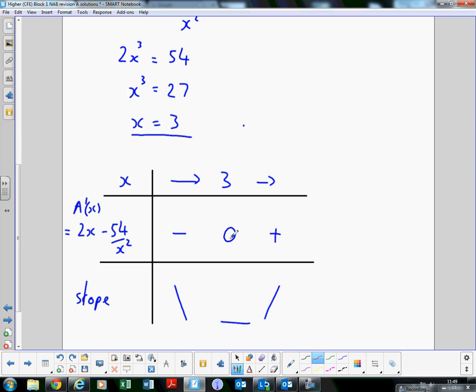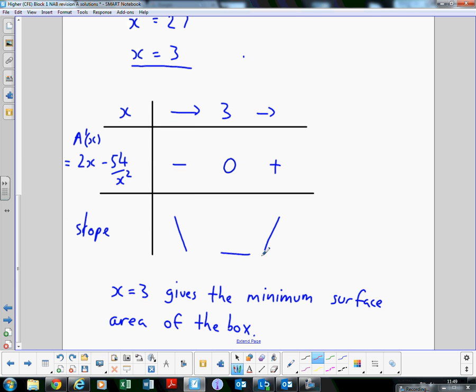For substituting 3, 2 threes are 6. 54 over 3 squared is 54 over 9, which is also 6. 6 take 6 is 0. After 3, I've got 4, or 5, or 6, or 7, or 8. Any value after 3, I'm going to pick 10. I could pick 4. I'd expect most of you to pick 4. But by picking 10, I've got 2 tens are 20. 54 over 10 squared is 54 over 100. That's not even a whole. So I've got 20 take away something quite small. I know that's positive. Showing the slope, that's definitely a minimum.